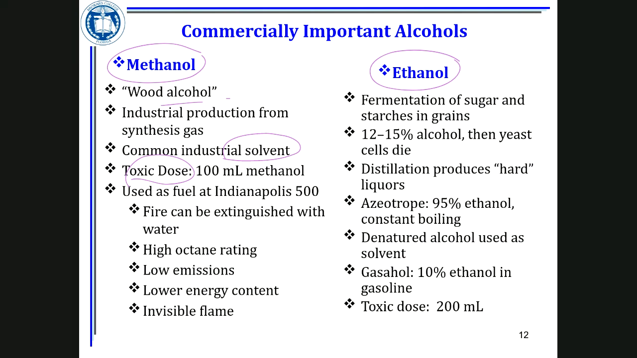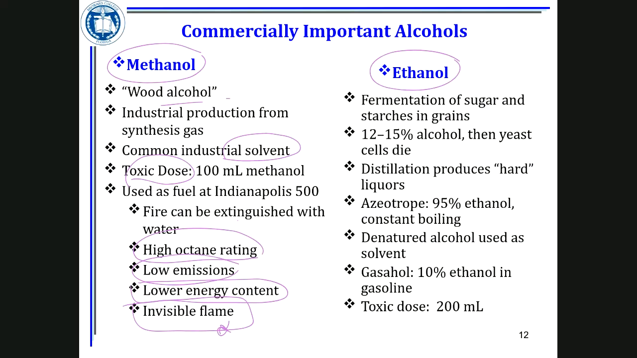It is used as a fuel, and a fire can be extinguished with water. It has a high octane rating. What does all of this mean? Low emissions, lower energy content, invisible flame. Invisible flame is just a cool thing that could happen, but sometimes it's dangerous that there is actually a fire and you don't see it.